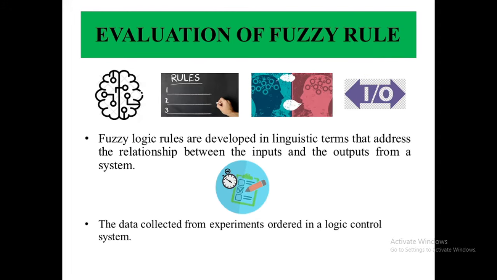After that, evaluation of fuzzy rule. What is a fuzzy rule? Fuzzy rules are developed in linguistic terms that address the relationship between the inputs and the outputs of a system. The data collected from the experiments is ordered in a logic control system, which means if rules, then rules, and rules, or rules. Likewise, I may order the experimental data in a logic control system.